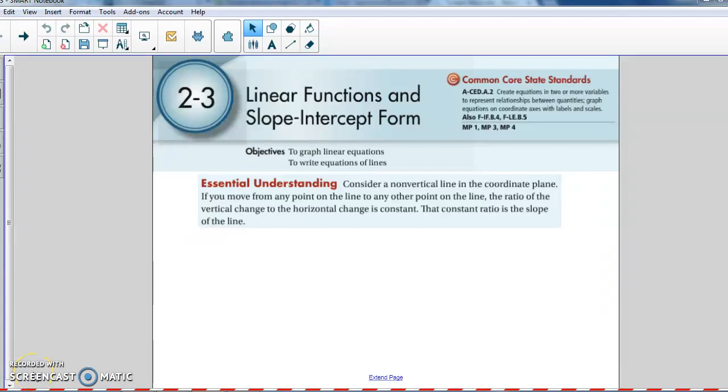Hey guys, today we're going to do 3 linear functions and slope-intercept form. You will be able to graph linear equations and you will be able to write equations of lines.